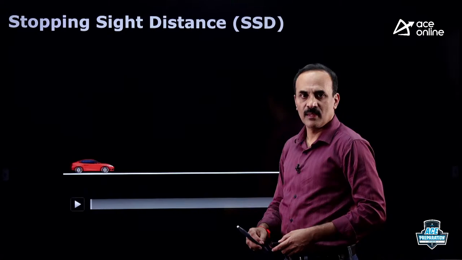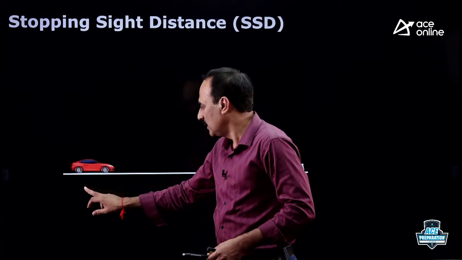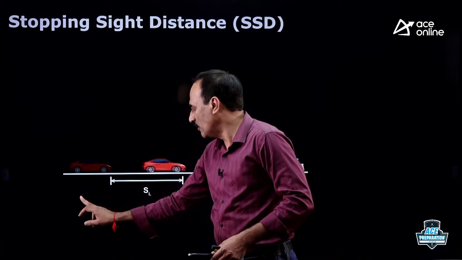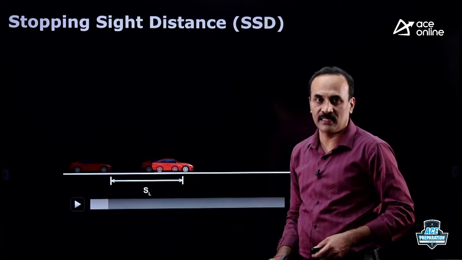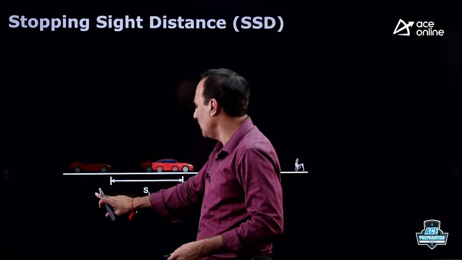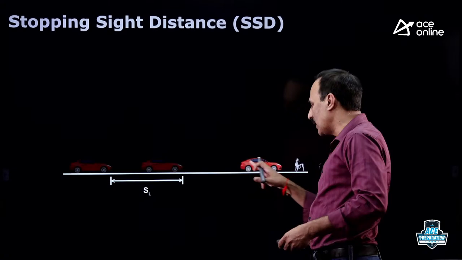Yes. First of all, the driver observes the obstruction. He'll realize that he should apply the brake. Meanwhile, the driver moves for some distance. That SL is called lag distance. The distance moved by the driver or vehicle during the reaction time of the driver is called lag distance. Then at this point, he'll apply the brake and slow, and then stops.